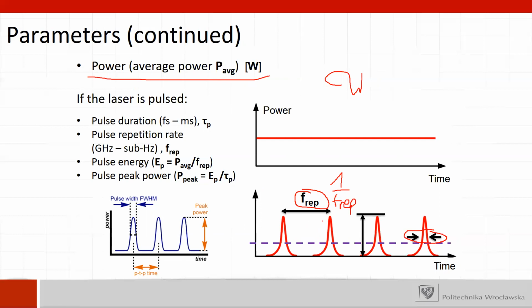From that, we can calculate the pulse energy. So the pulse energy is just the energy stored inside one of the pulses, right? So you can calculate that by averaging the power. So then we define the average power. And when we divide the average power by repetition frequency, we can get the pulse energy. And the pulse peak power equals the energy over time, so the pulse duration. Yeah, so these are the basic parameters of the pulsed laser.